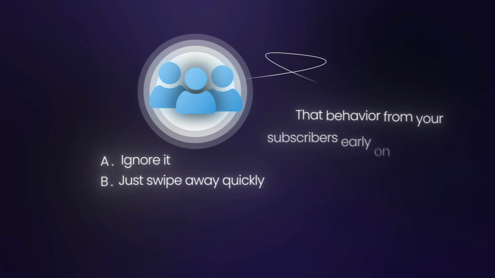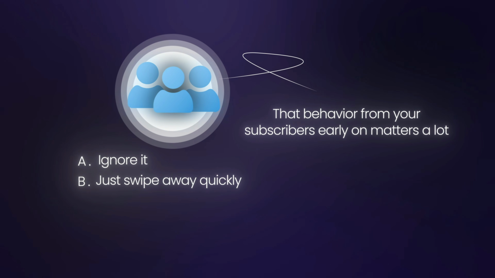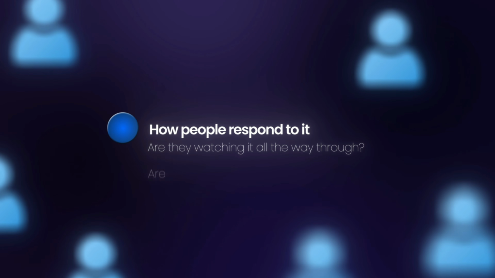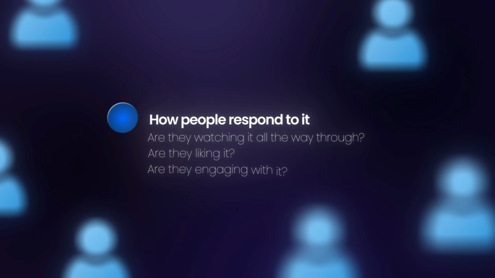And that behavior from your subscribers early on matters a lot because the algorithm is constantly testing your short, especially in the first few hours. And it's always looking at how people respond to it. Are they watching it all the way through? Are they liking it? Are they engaging with it? And so on. So if your own audience doesn't respond well to your short when you first post it, the algorithm will take that as a sign the short isn't very good or isn't worth pushing any further. And you obviously want to avoid that.